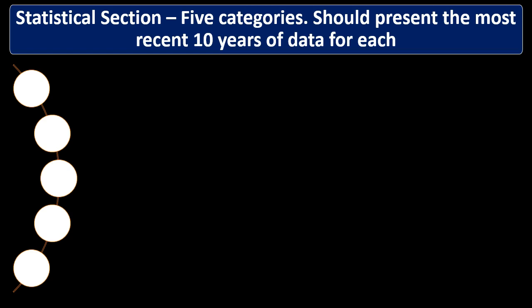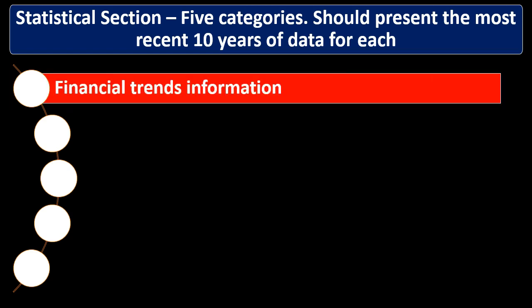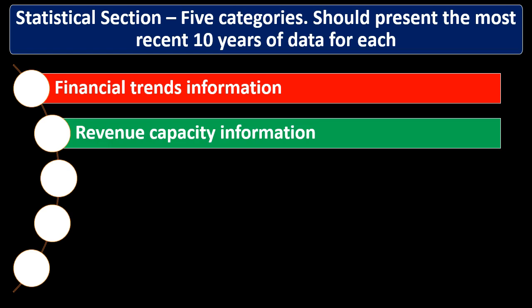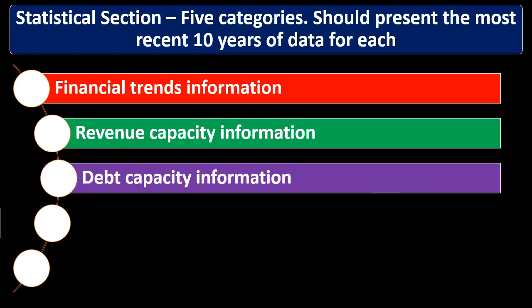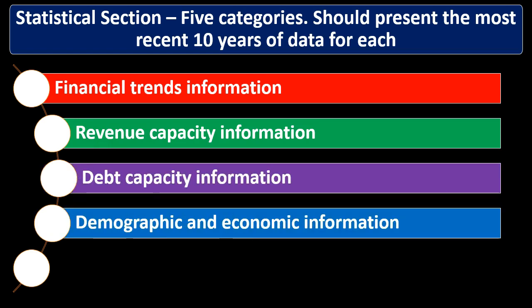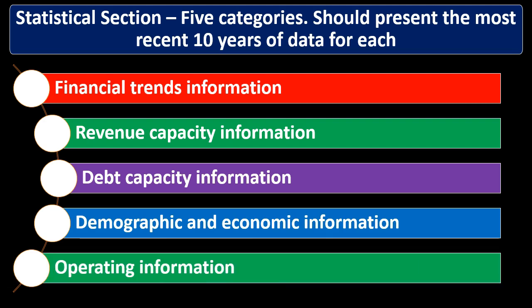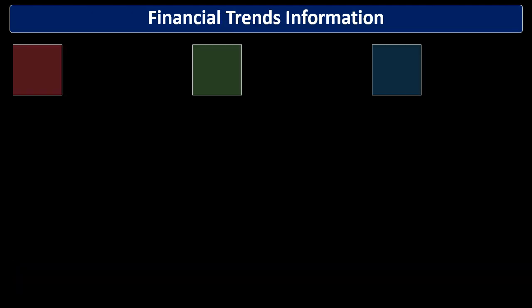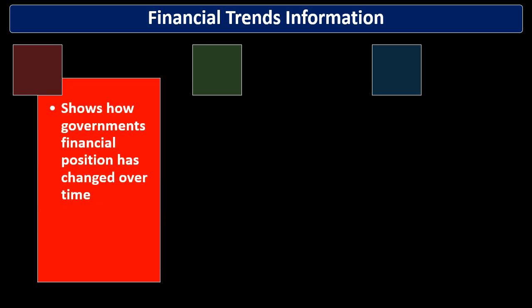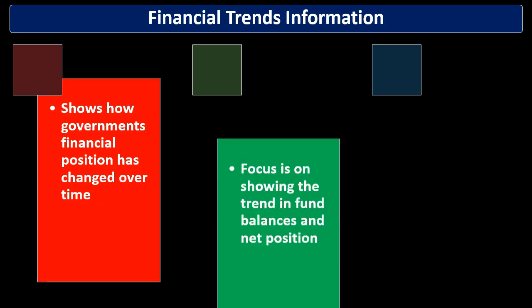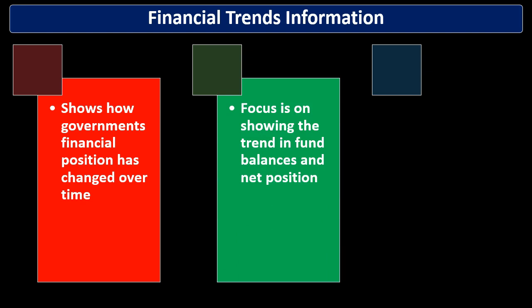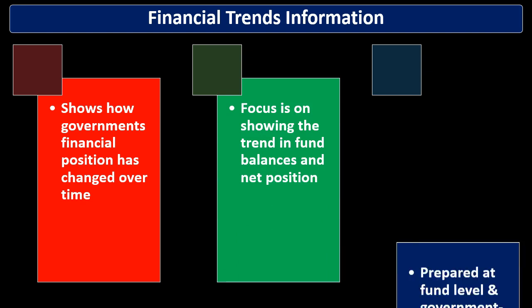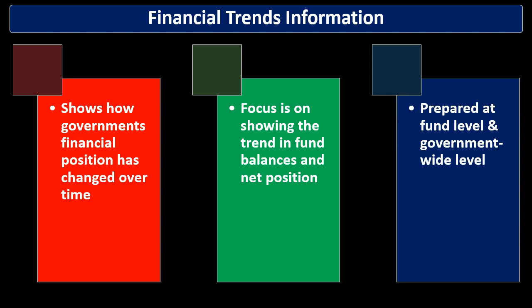The statistical section, typically having 5 categories, should present the most recent 10 years of data for each. The 5 categories include financial trends information, revenue capacity information, debt capacity information, demographic and economic information, and operating information. Financial trends information shows how a government's financial position has changed over time, focuses on showing the trend in fund balances and net position, and is prepared at the fund level as well as at the government-wide level.